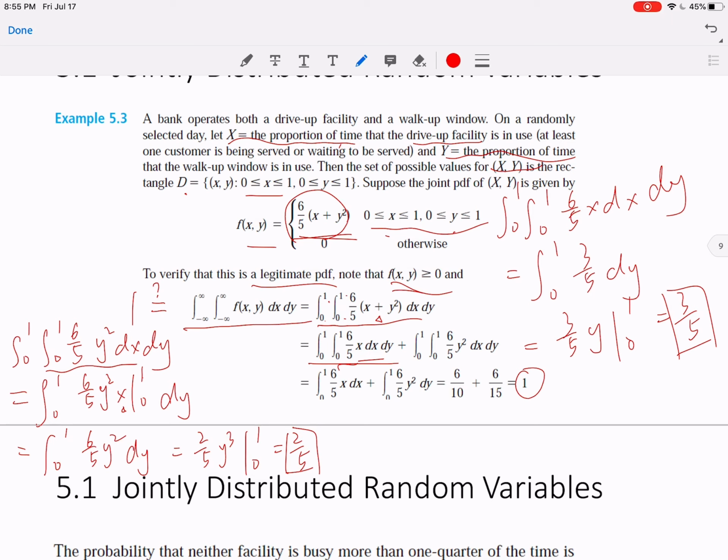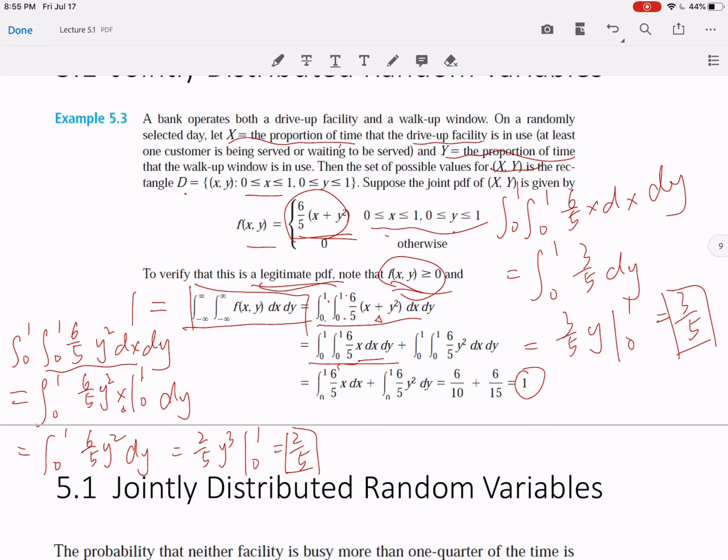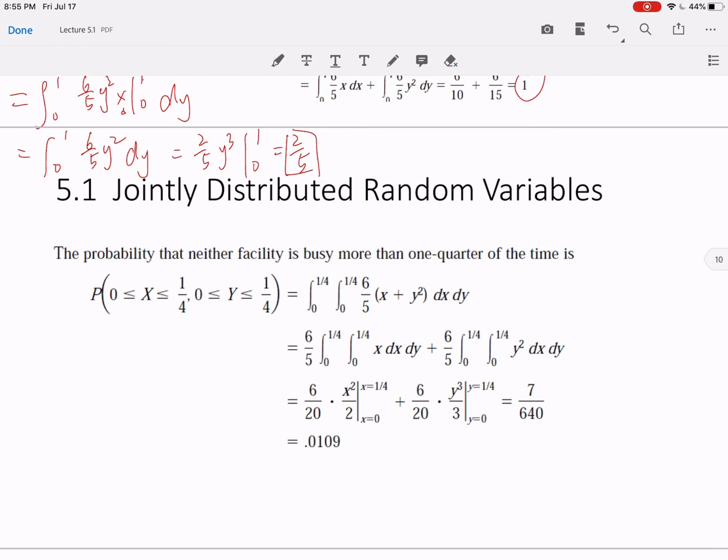So since this thing is equal to 1, this is a legitimate PDF here. So once again, if you want to check if a PDF is legitimate or not, you need to check those two conditions. Number one, if it's always positive, if it's always greater than or equal to 0, and if the double integration is equal to 1 or not. All right. So once this is clear, let's take a look at this problem over here.